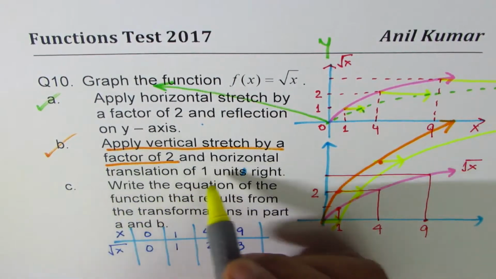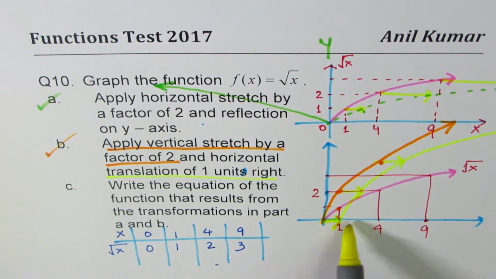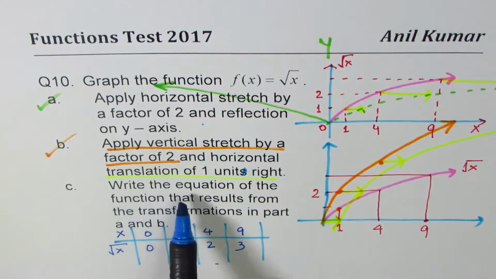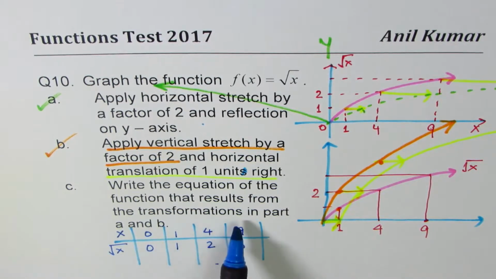So this is what is after translation to the right horizontally. So horizontally means like this. Do you see that? So that becomes your final result for part B. I hope the transformations, how to sketch them, is clear. Now part C is write the equation of the function that results from the transformations in part A and B. So let's keep them separate and then we'll do combination also, right?